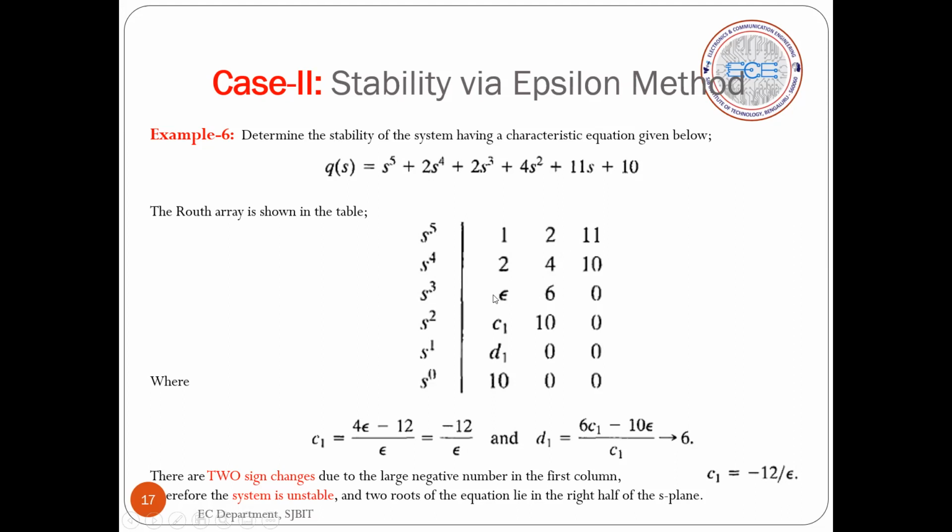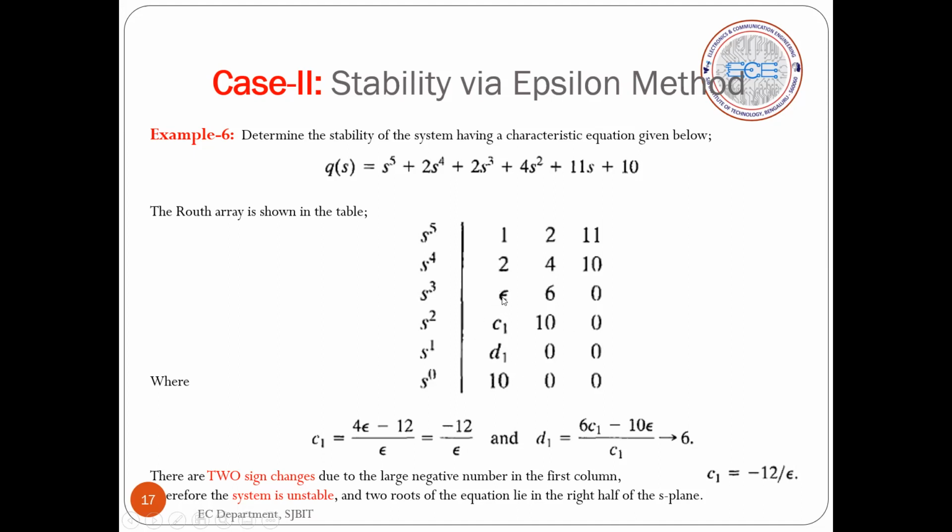The third row we have to compute. How to compute? It is (2 into 2 minus 4 into 1) divided by 2. While computing that, you will find that 2 into 2 minus 4 into 1 gives 0 in the numerator. That 0 divided by 2 will be 0. So you get 0 at this position. As we have seen, if I get a 0, then the next row elements I cannot compute.